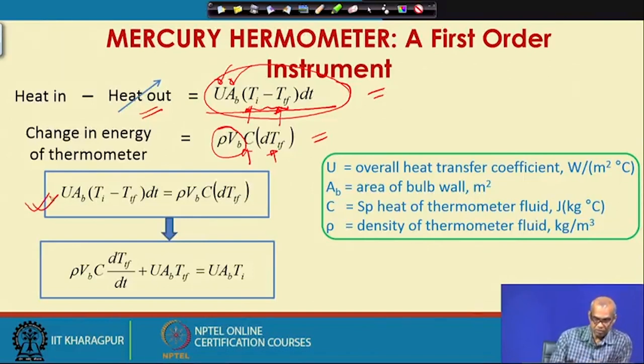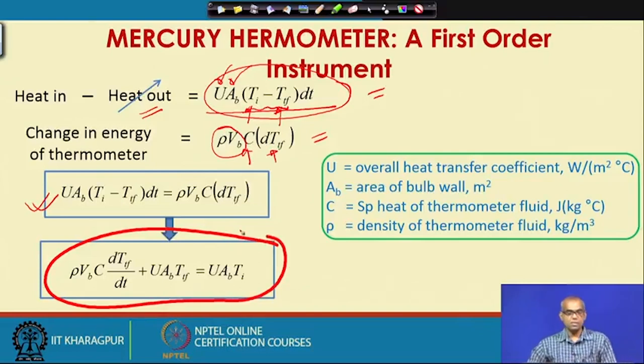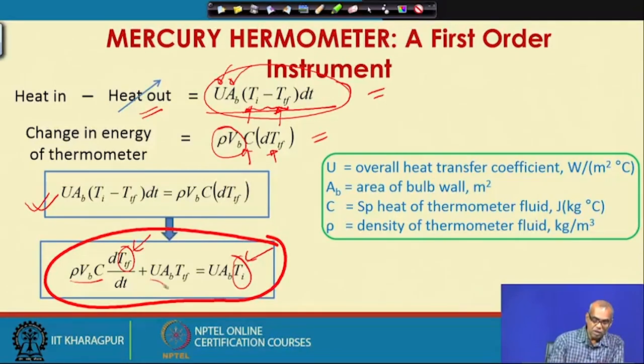And if I rearrange, I get this. Look at here, this is a first order differential equation, which relates T_f with T_i. This is output and this is input. So, rho V_b c, U A_b, these are all the system parameters. So, combinations of the system parameters are those a1, a0, b0, those kind of terms.